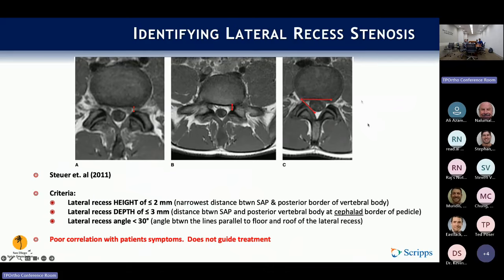So there have been different ways of trying to quantify lateral recess stenosis. In this paper by Stewart, they aimed to define the lateral recess by these different height, depth, and angle markers. You can see there a lateral recess height of less than 2 between the SAP and the posterior border of the vertebral body, a depth of less than 3 millimeters between the SAP and posterior vertebral body and the cephalad border of the pedicle, and then a lateral recess angle of less than 30 degrees. As you can see, these are all drawn out there in the images above. But again, these all had pretty poor correlations with patient symptoms and did not necessarily help guide treatment.